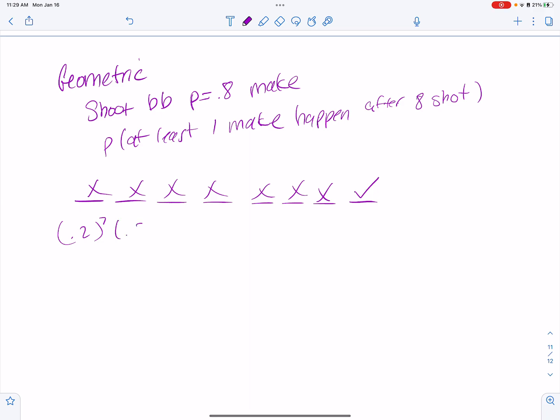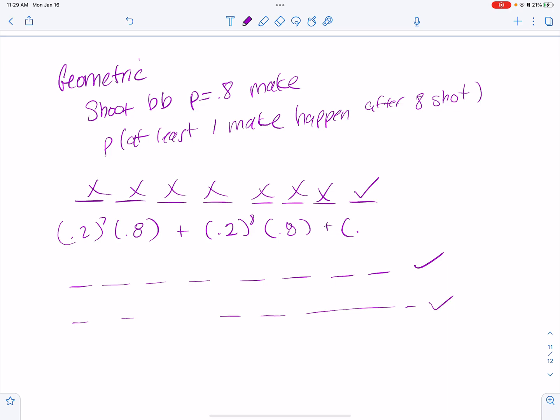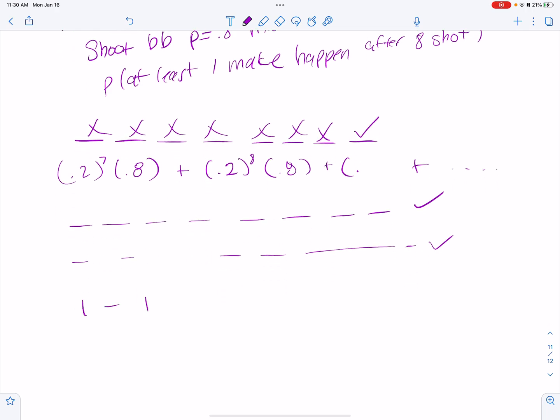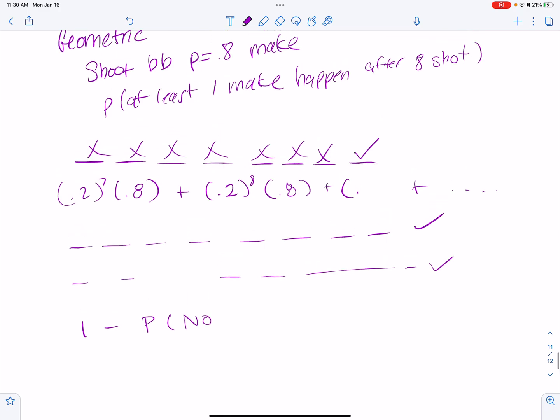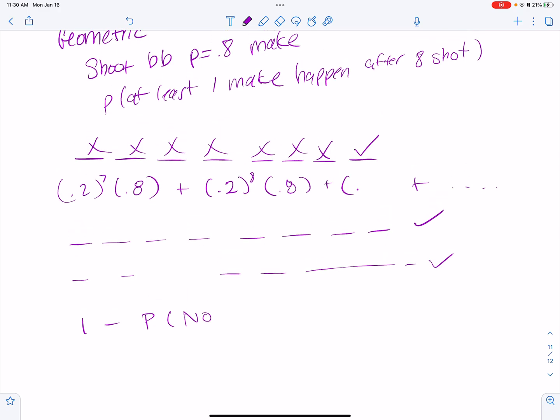I'm looking for this, right? Plus I'm looking for this one, 0.2 to the 8th times 0.8. Plus it happening on the 9th shot: I'm ready for 8 times and then check, and then 9 times and then check. I'm looking for all of these. But in theory, this could go on forever. So this is a lot easier if we say what's 1 minus the probability of it not happening, instead of at least one after the 8th shot: 1 minus the probability of it happening by the 8th shot. So this is saying after the 8th shot.